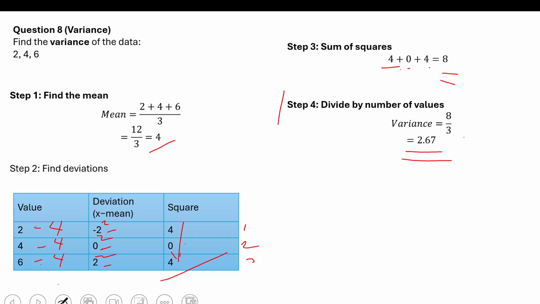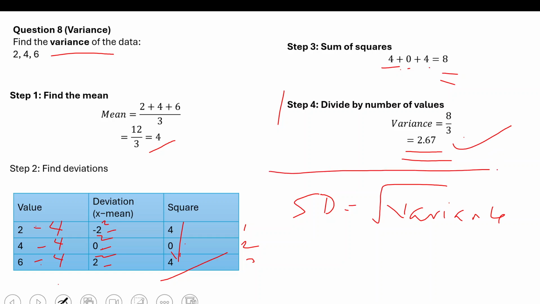So further, you will see that standard deviation, SD, is equal to the square root of the variance. You just know this relationship. This way we are stopping because we are asked to find the variance. But this other one, you will see it later. The standard deviation is equal to the square root of the variance.